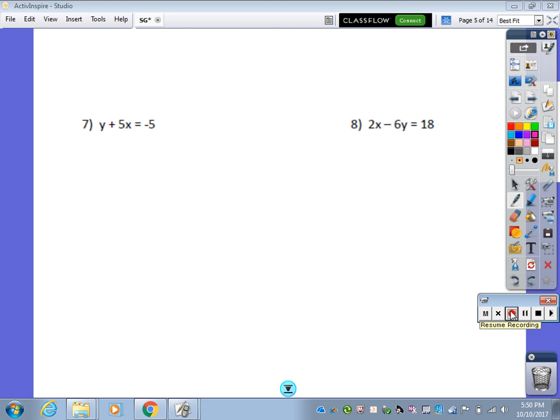Let's look at number 8 next. Subtract 2x from each side. We will have negative 6y is equal to negative 2x plus 18. This time, instead of switching it around later on, I put my x first right away and then the number.